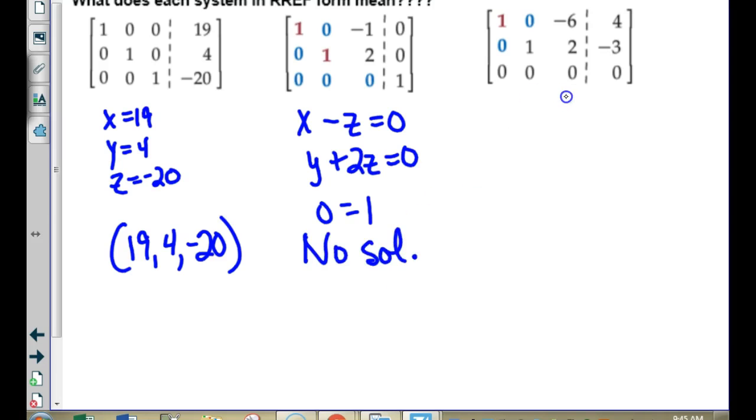And now, when I do this next one, students get so confused. When is it no solution? When is it many solutions? Well, this is a false statement, right? 0 can't equal 1. All right.